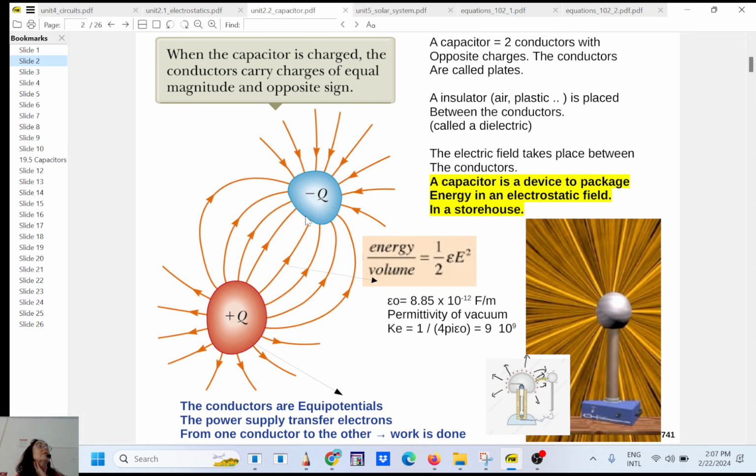So what is a capacitor? It's a device that can store charges. For a capacitor, you always have two conductors, like a defibrillator. One conductor will be positively charged and one conductor will be negatively charged. So the configuration of the electric field is the electric field of a dipole. This electric field wants to bring them together.